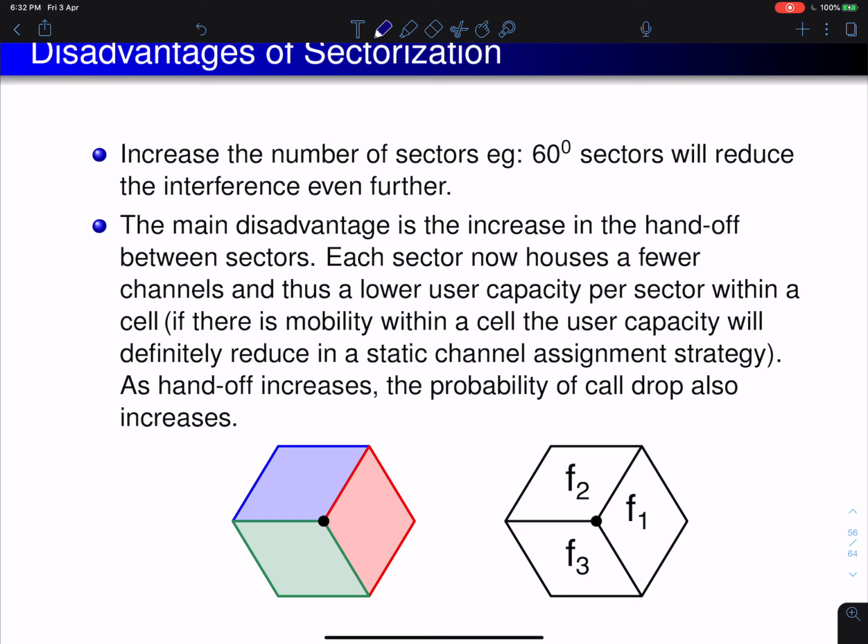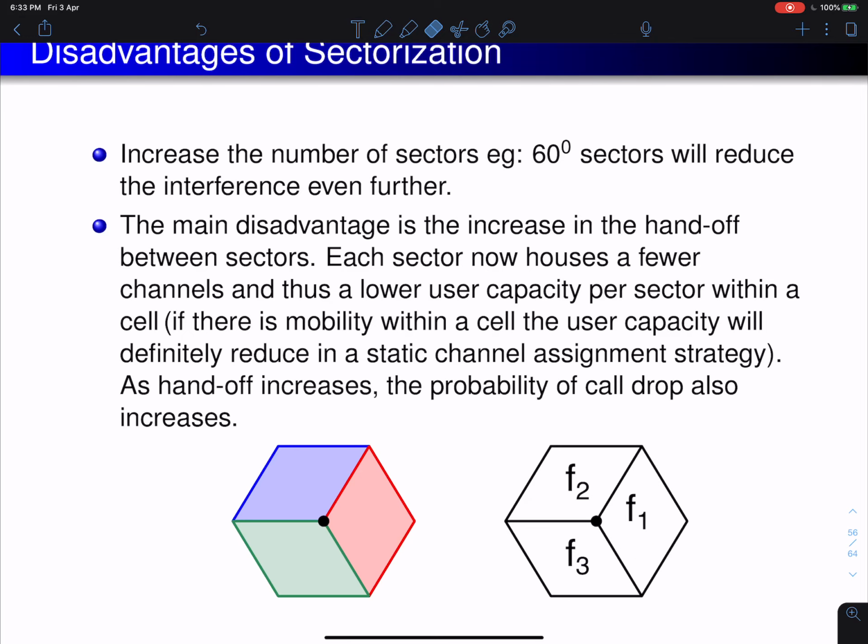Now within a cell, we are going to have lower user capacity. So again, the same problems persist. If I've given only fewer channels in a given region, and most of the users are in this region, then I'm going to have problems supporting all the users simultaneously.